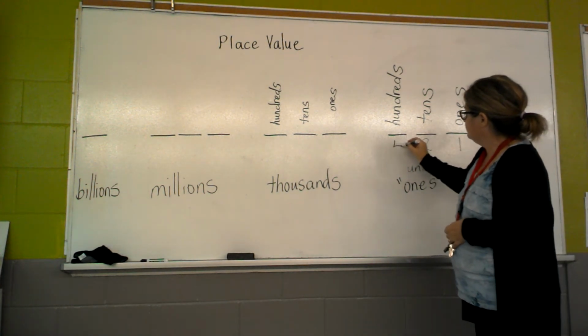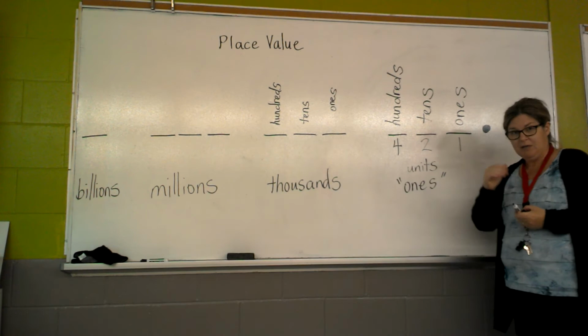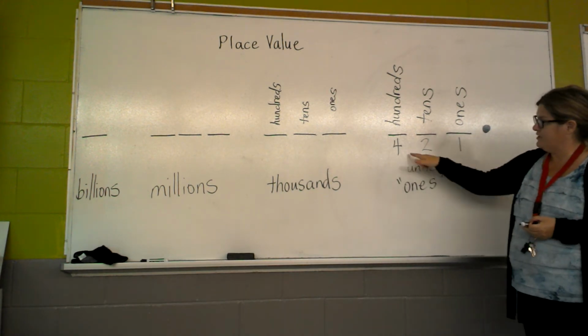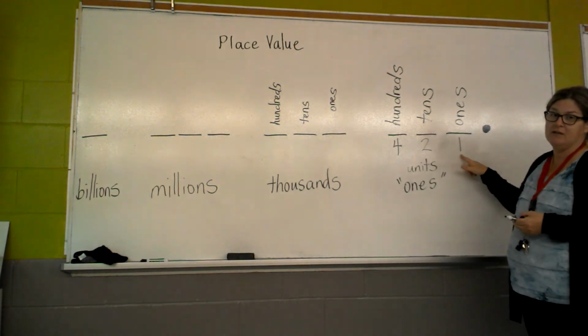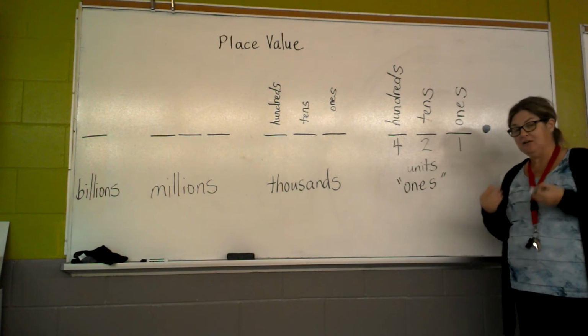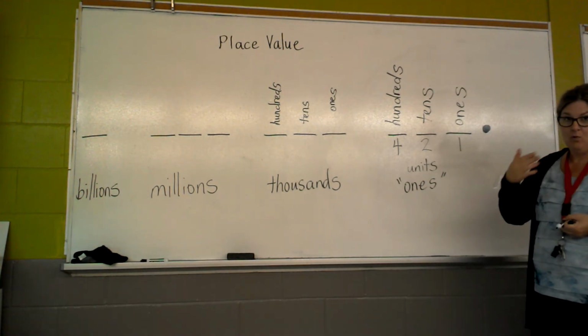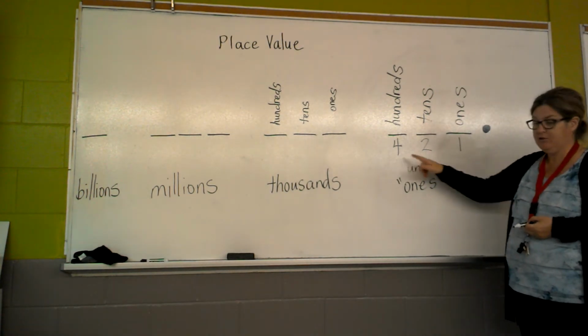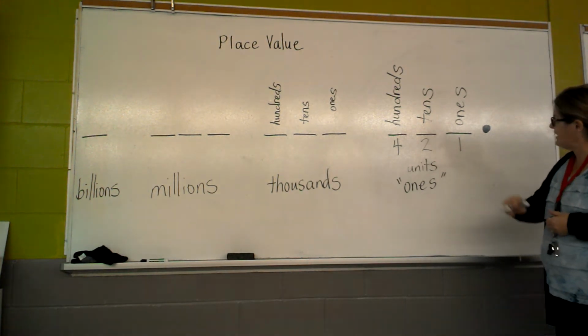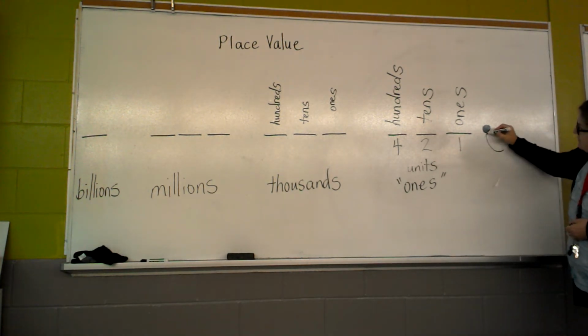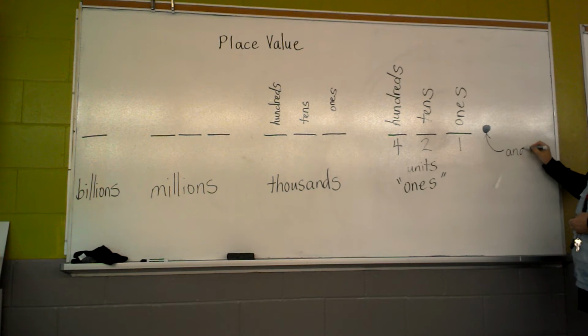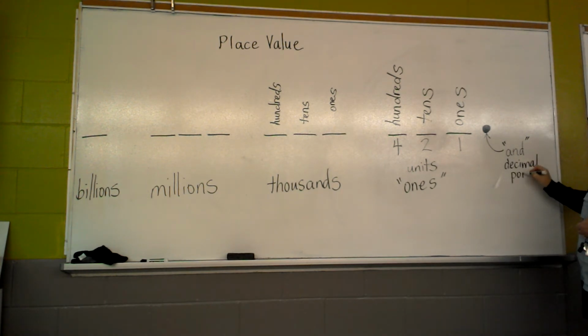Sometimes students make the mistake and say "four hundred and twenty-one," and although that is not incorrect, it is more acceptable to say "four hundred twenty-one," because as we get into using decimals, the word "and" represents the decimal point. So we don't want to confuse the two.